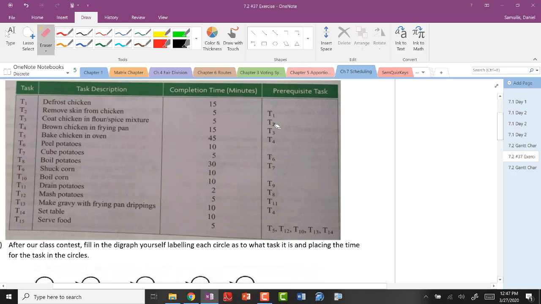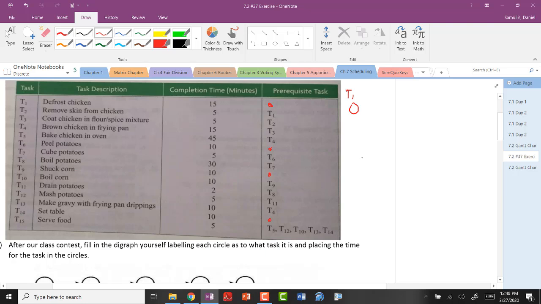Go back to day one of doing this, when I did the college example, which should be on that video, even though we were in class and did it. What we should understand is that all of these tasks right here are sources, because they don't have any prerequisite tasks. So I'm going to start with that. That's T1.